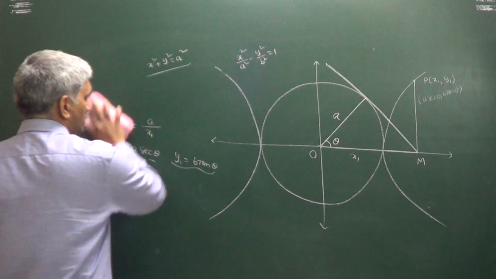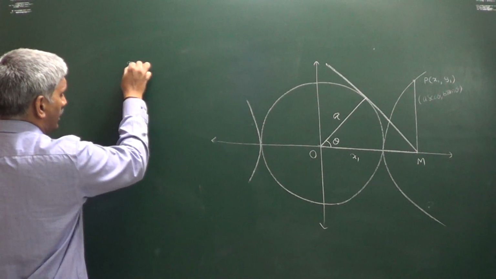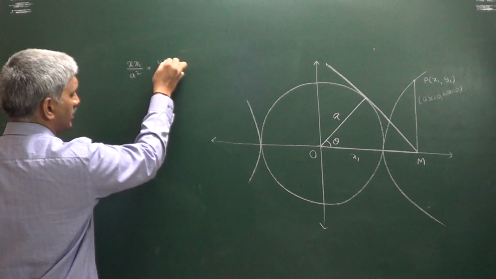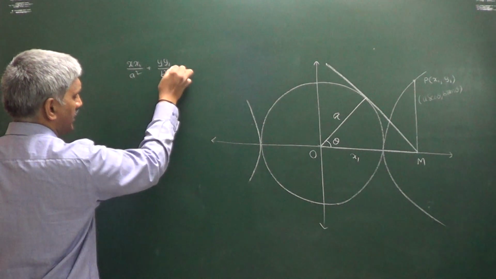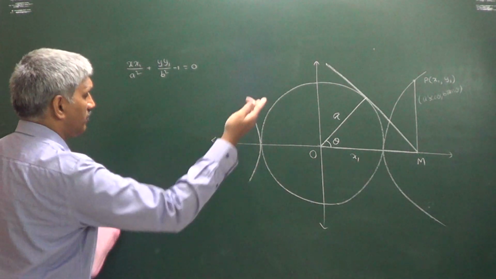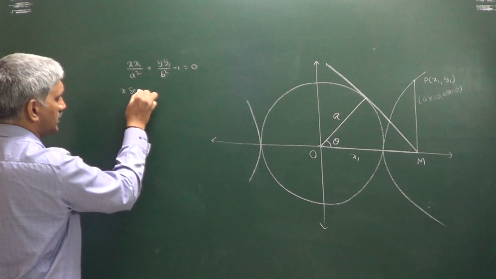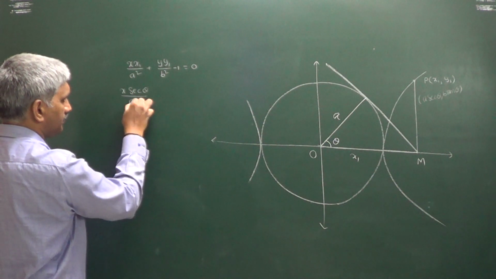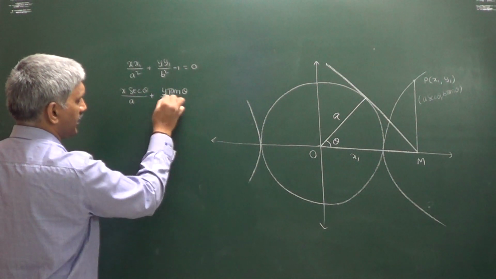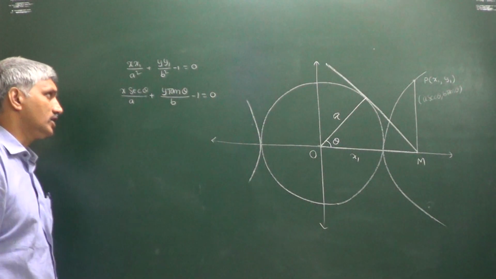Now here also we can discuss the equation of tangent and normal. As you know, x into x1 divided by a square minus y into y1 divided by b square minus 1 is equal to 0 is the equation of the tangent. At x1 y1 we have a secant theta comma b tan theta, then we will get x secant theta divided by a minus y tan theta divided by b minus 1 is equal to 0 as the equation of the tangent.